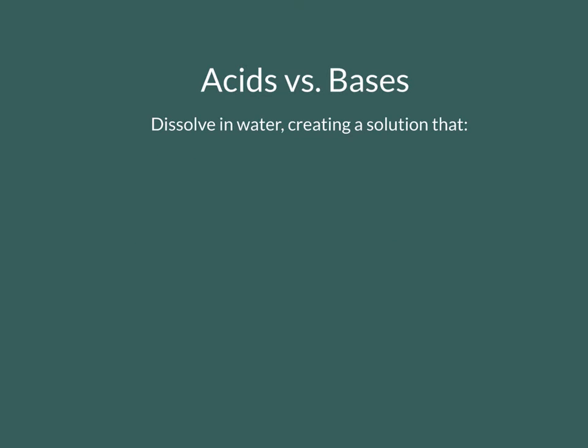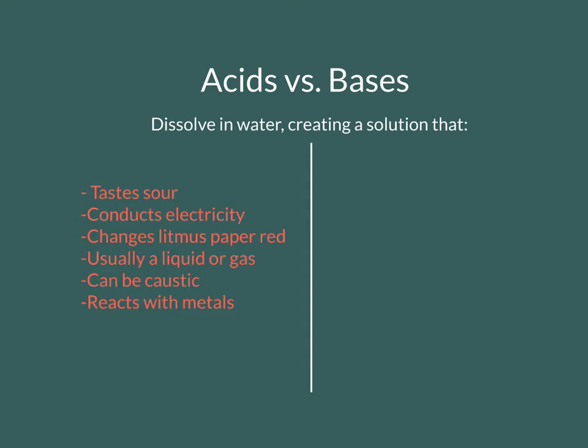Before we dive in too deeply into this topic, let's take a look at some of the common properties of acids and bases. When dissolved in water, acids are going to create a solution that tastes sour, conducts electricity because it frees ions. It's going to change litmus paper red, which we'll talk about a little later on. If it's not in a solution with water, it's usually going to be a liquid or a gas.